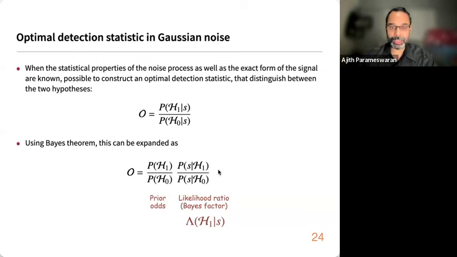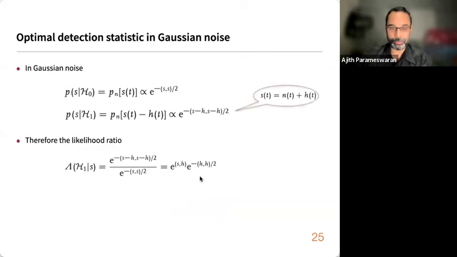And this is the part of the odds ratio that depends on the data. This is called the likelihood ratio. Given H1, what is the probability of S? And given H0, what is the probability of S? The ratio between these two likelihoods is called the likelihood ratio, or the Bayes factor. Our aim is to compute this likelihood ratio from the data.